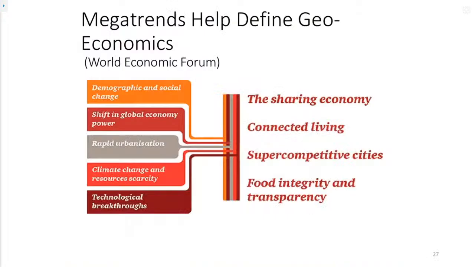So it's really important to begin talking about geoeconomics, particularly as we relate that Belt and Road Initiative of the Chinese to megatrends that are underway that further define geoeconomics: demographic and social change, the shift of the global economy from the West to Asia and China in particular, rapid urbanization, which is accenting the demand for electricity, climate change and resource scarcity issues, and technological breakthroughs, all of which come together and create these geoeconomic features of super competitive cities, of food integrity and transparency, and of increasingly connected living.